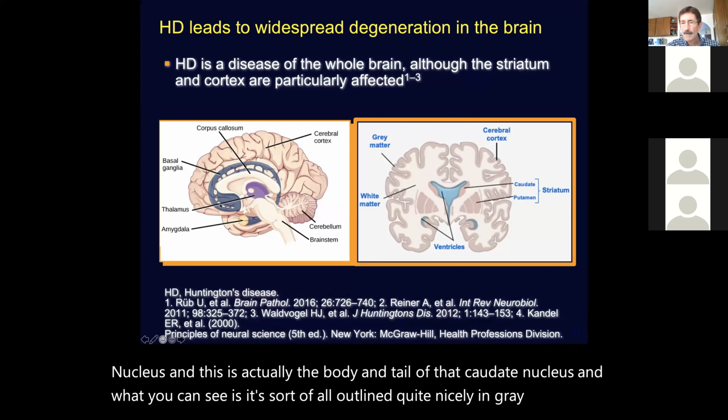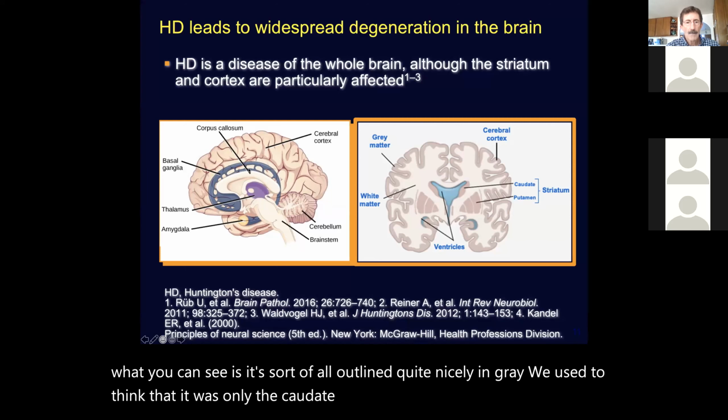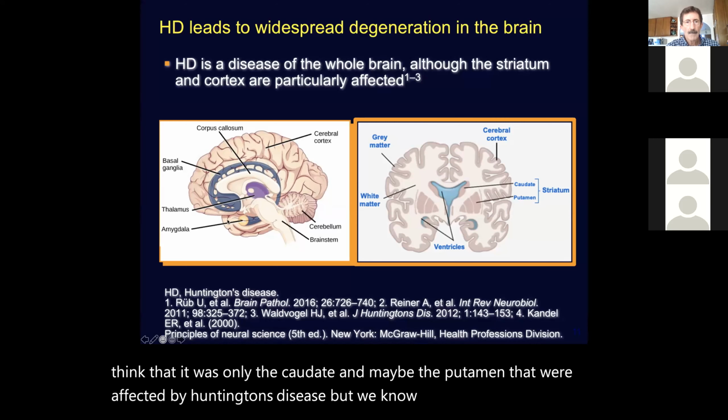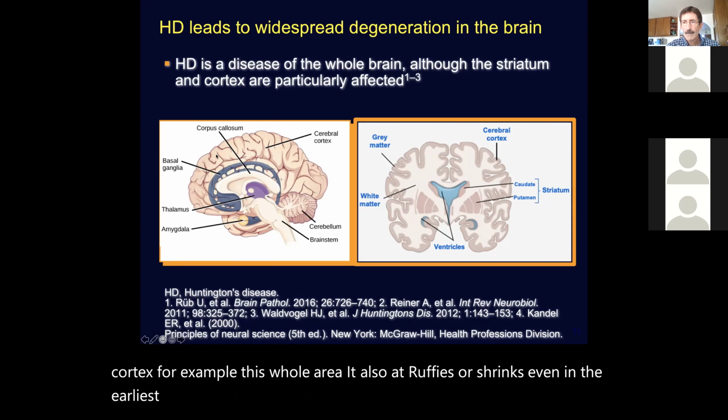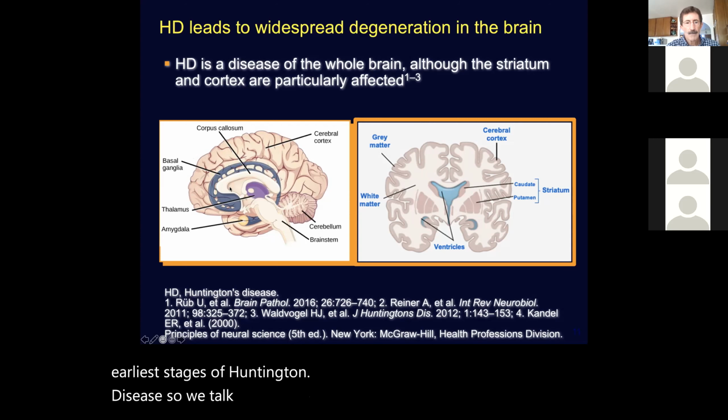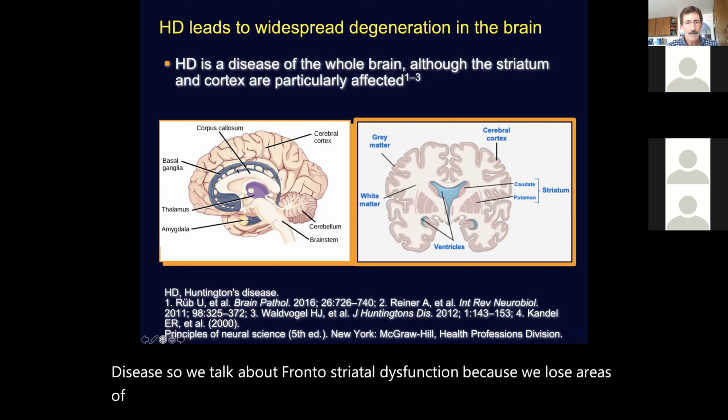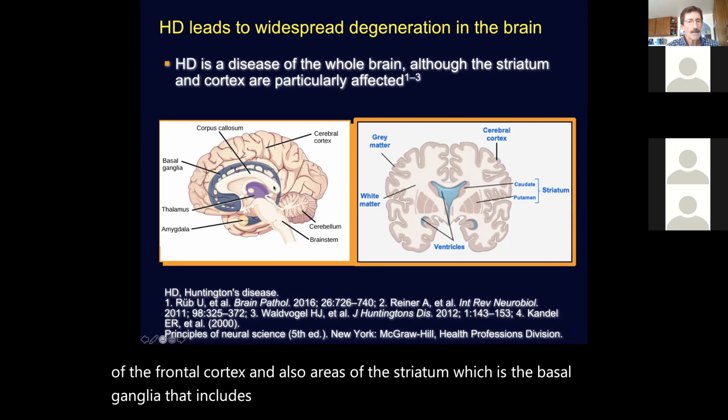We used to think that it was only the caudate and maybe the putamen that were affected by Huntington's disease, but we know now that a lot of the frontal cortex, for example, this whole area, it also atrophies or shrinks, even in the earliest stages of Huntington's disease. So we talk about frontostriatal dysfunction because we lose areas of the frontal cortex and also areas of the striatum, which is the basal ganglia that includes the caudate and the putamen and the globus pallidus.